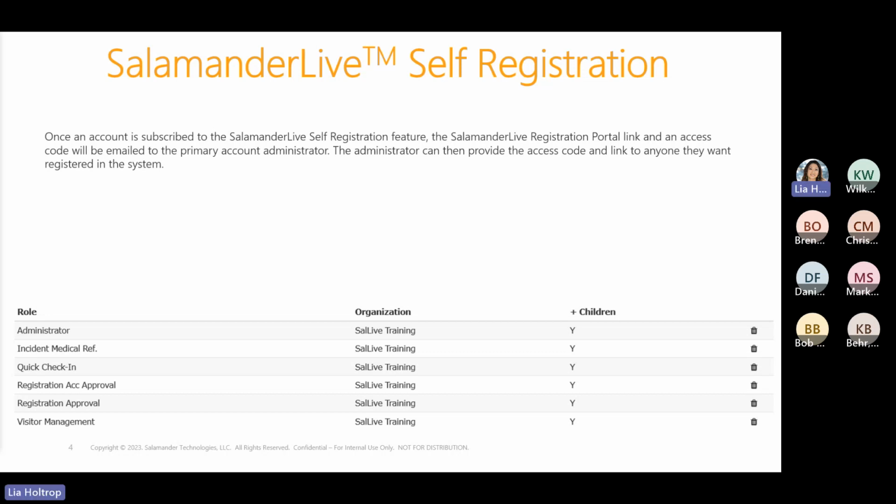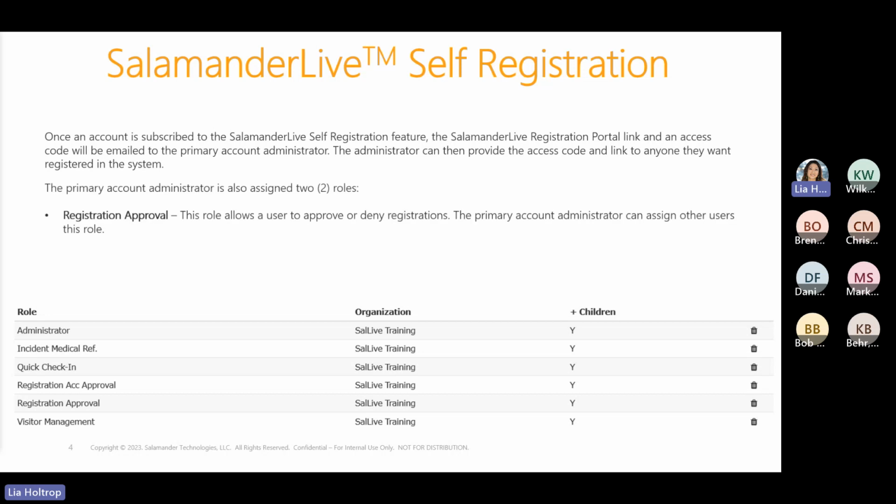And second, Salamander is going to assign 2 additional roles to the primary account administrator. The first one is the registration approval role. When assigned, this role allows the user to approve or deny registration submissions. As I mentioned, the primary account administrator is going to receive this role initially. From there, they can assign this role to other users at his or her discretion.